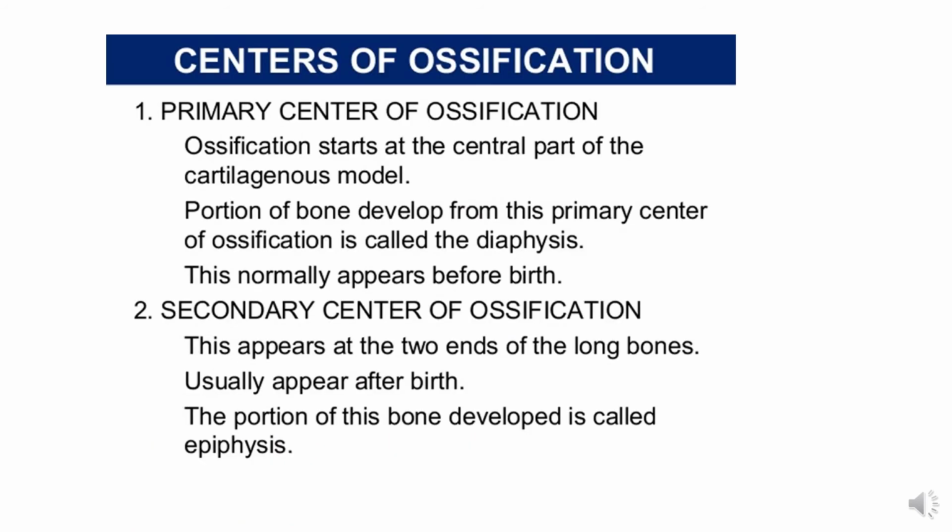So what are primary centers of ossification and the secondary centers of ossification? Primary center of ossification is the ossification that starts at the central part of the cartilaginous model, and this occurs normally before birth. The portion of the bone developed from this primary center of ossification is called the diaphysis, while the secondary center of ossification appears at the ends of the long bones, and they usually appear after birth, and the portion of the bone developed from these secondary centers are the epiphyses.